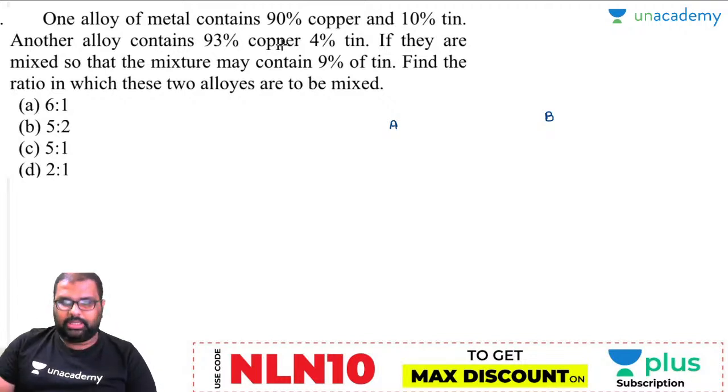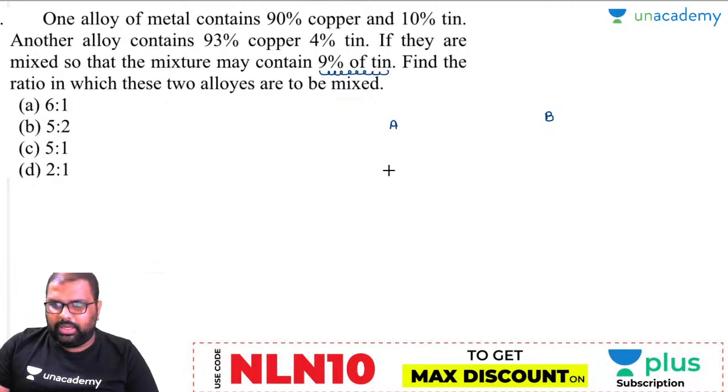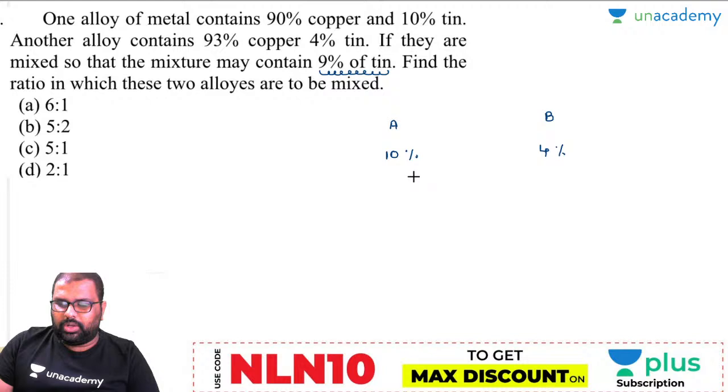You don't know about that. If there are mixtures, the mixture may contain 9% tin. You know about the mixture, 9% tin. So let us focus on tin only, right? So see here, in A alloy 10% tin is there. In B alloy 4% tin is there. Now when you mix these two alloys, the mixture contains how much? 9% tin.